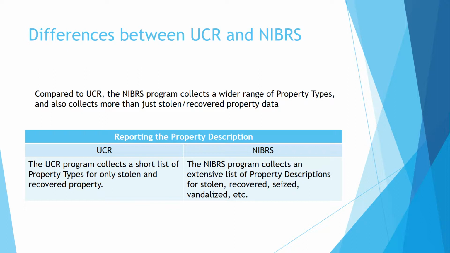Looking at the difference between reporting property for UCR and NIBRS, you're going to remember that in UCR, you're collecting a pretty short list of property, and even then it's only stolen and recovered property values that you're collecting. In NIBRS, you're collecting a much more extensive list of property values, and that could be anything from stolen property, recovered, seized, vandalized, all sorts of other codes that we're going to learn about on the next slide.